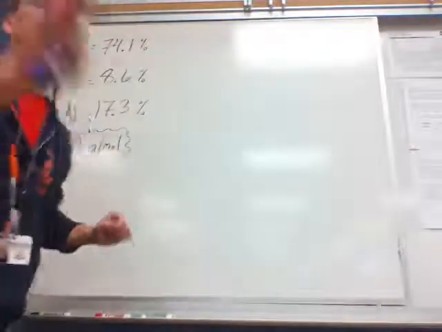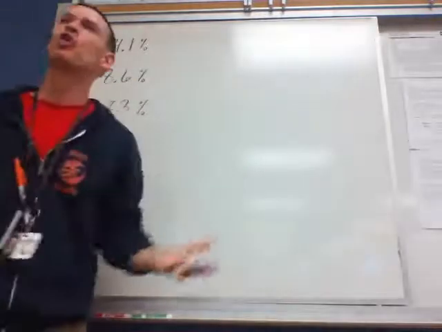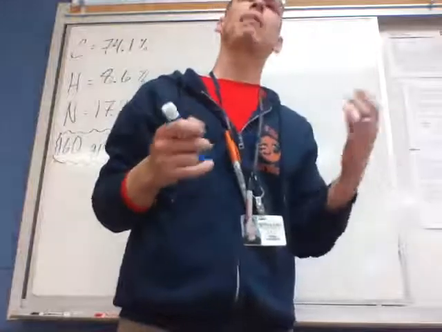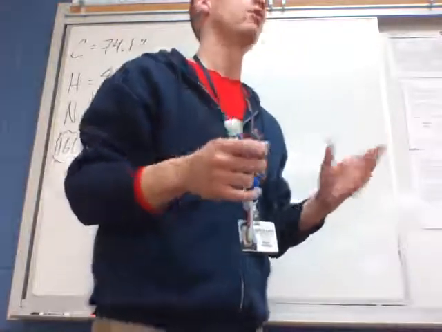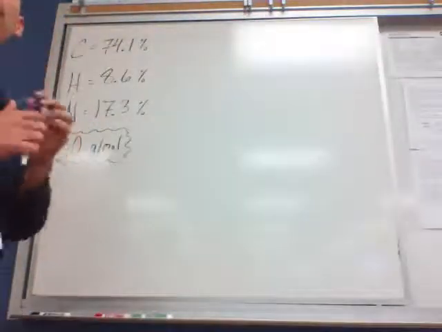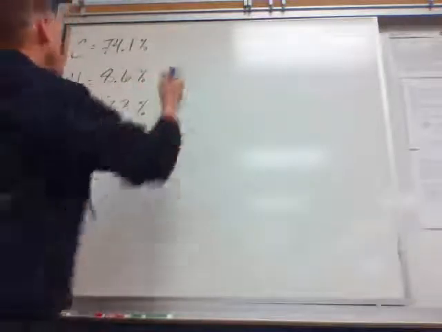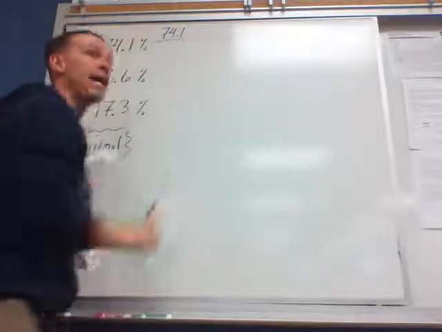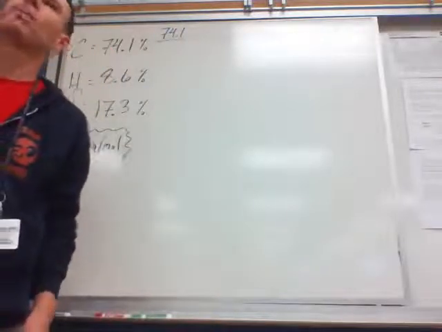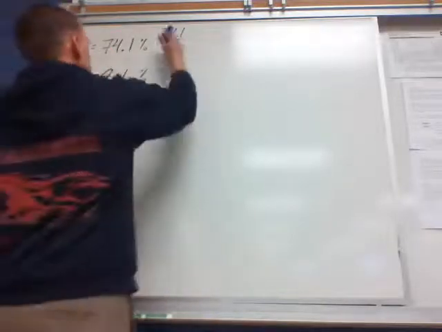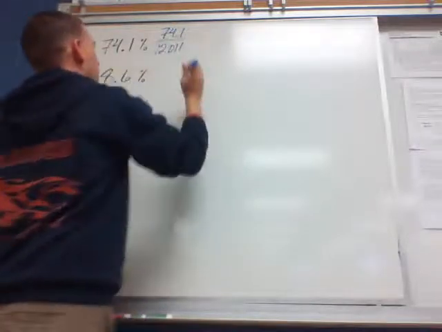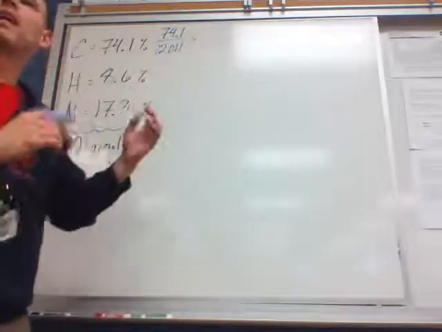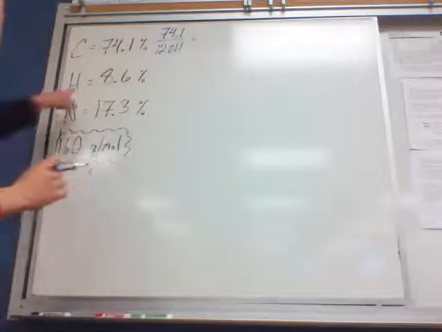Step 1 says divide each element's given percentage, I gave you those percentages, I always will, by the periodic table mass of that element. So let's do each element. Carbon, again, it says divide the given percentage. That's 74.1 divided by, what's carbon's mass on the periodic table? 12.011. I'm going to get all my work set up before I run the arithmetic.